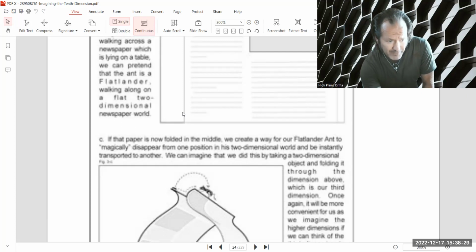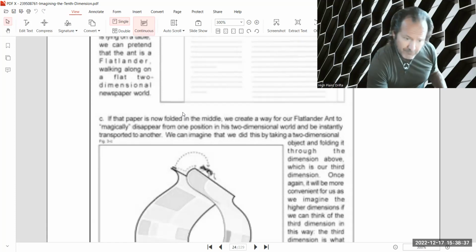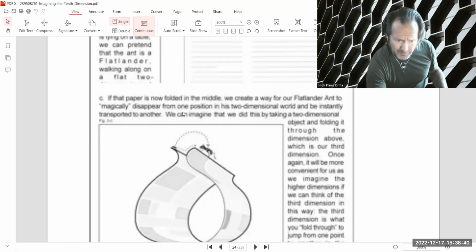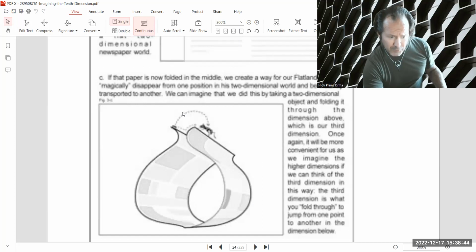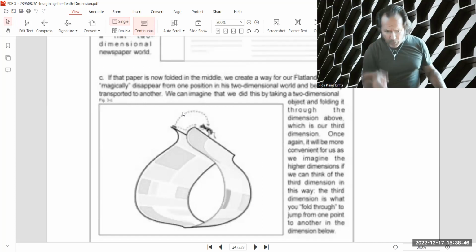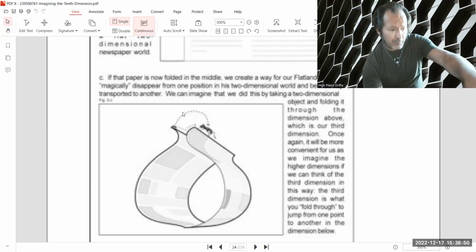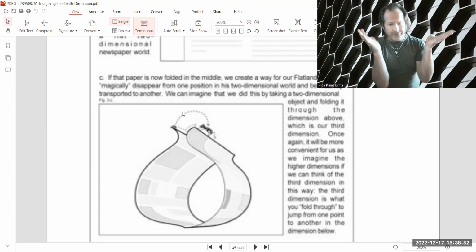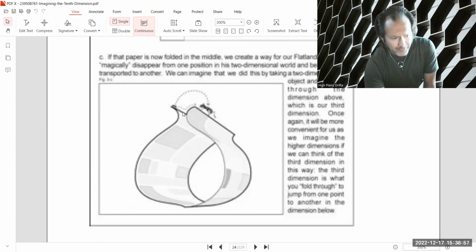We can imagine that we did this by taking a two-dimensional object, folding it through the dimension above, which is our third dimension. Once again, it will be more convenient for us as we imagine in the higher dimensions if we can think of the third dimension in this way. The third dimension is what you fold through to jump from one point to another in the dimension below. So you see, there's the fold of the newspaper. And that is essentially what a Stargate does with a wormhole opening and folding space and time.